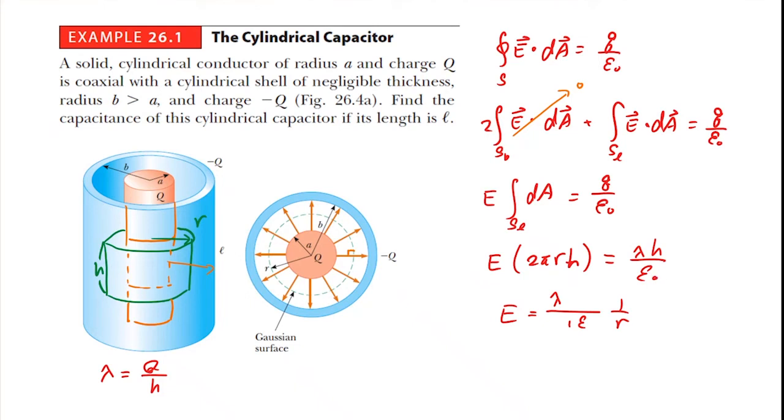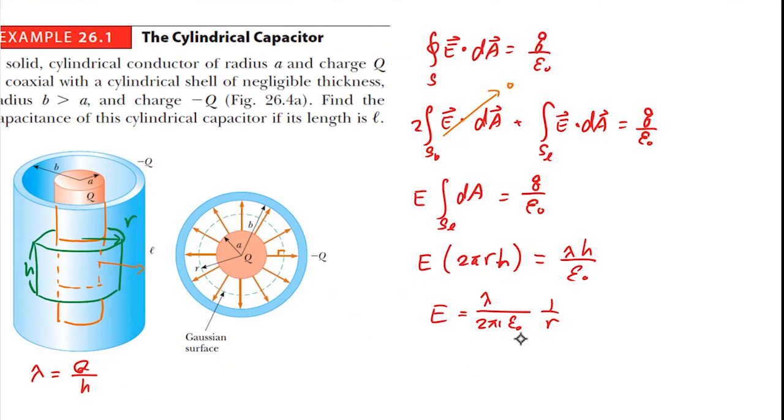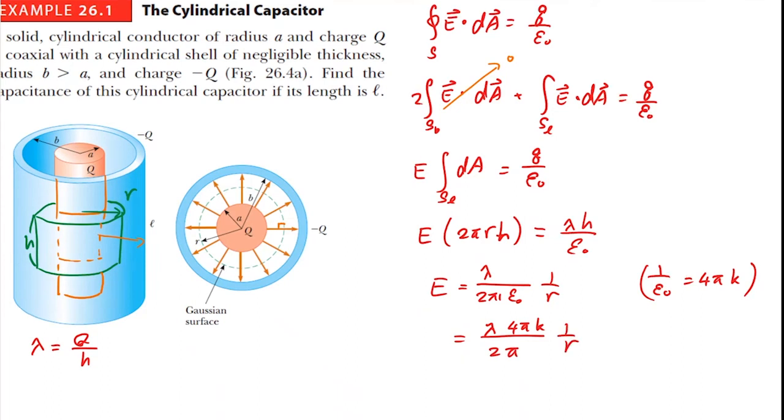Yeah, I'm right. Lambda over 2 pi, and then h cancels, so times 1 over r. Good? Okay. Now, this thing is 2 pi lambda. Remember this, right? 1 over epsilon is equal to 4 pi k. I'm going to substitute that in. So this thingy is lambda, and I'm going to put 4 pi k here over 2 pi, and 1 over r. That's prettier now, isn't it?